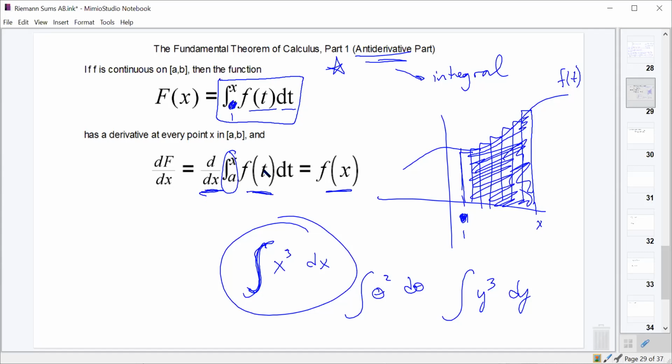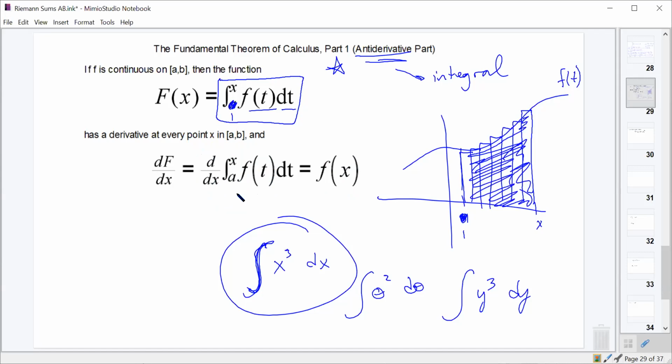Okay? And we're going to talk about why this went from a t to an x in a second, but that requires the second part of the fundamental theorem of calculus. But the important piece is the derivative of the integral of something. This effectively cancels itself out, and you just end up with the original function. Everybody okay with that conceptually?